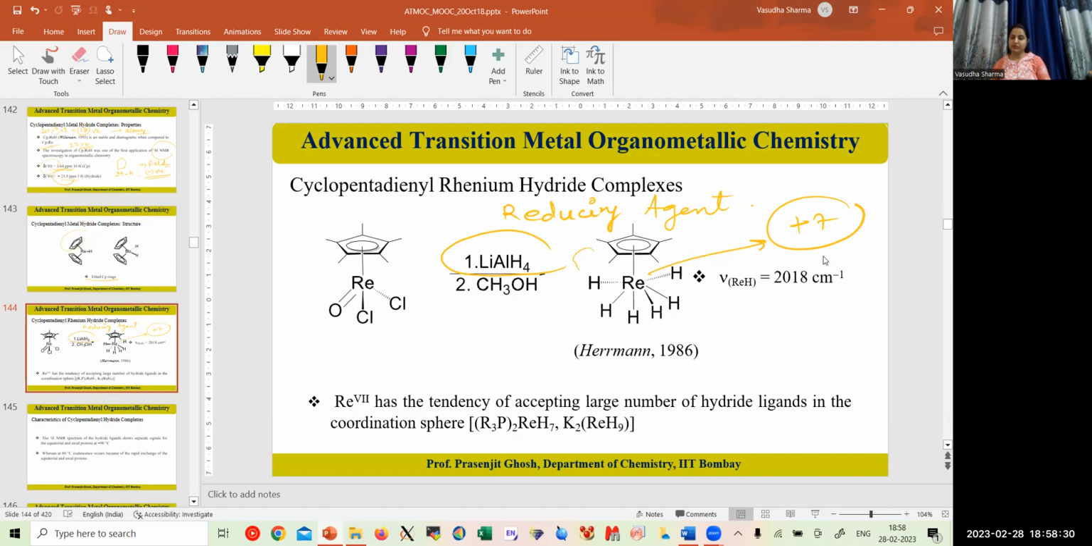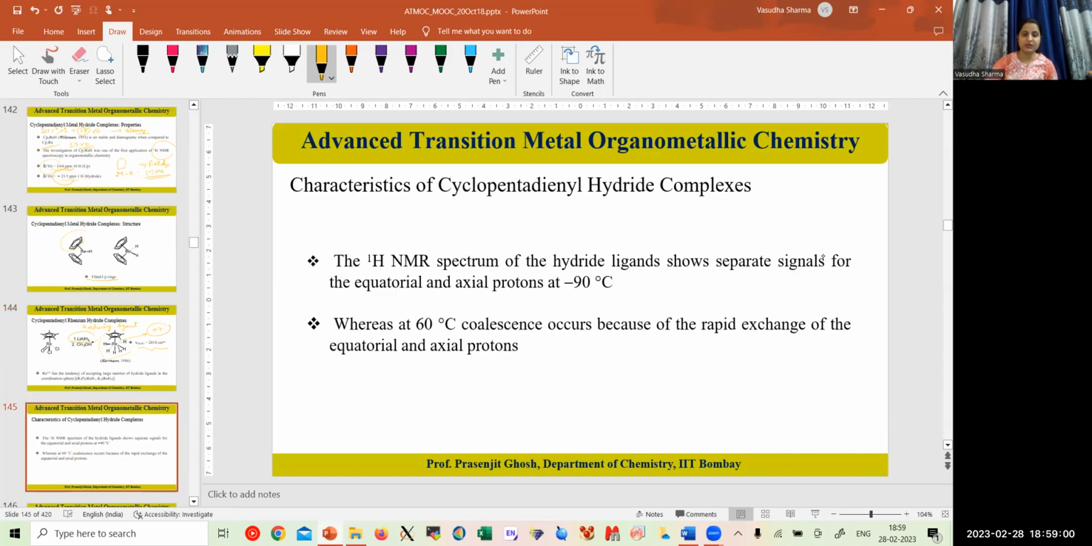And this form with the hydride in +7, it's very, very rare. And this is one of the first complexes where we can define the rhenium hydride bond frequency as 2018 centimeter inverse. So this is having the tendency to accept large number of hydride ligands in the coordination sphere. So as you can see, ReH7, ReH9. So these kind of complexes are quite stable because it is giving a +7 oxidation state and accommodating maximum number of hydride things. So now we have certain characteristics.